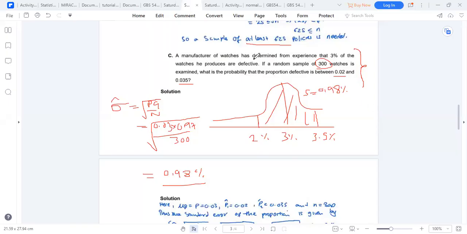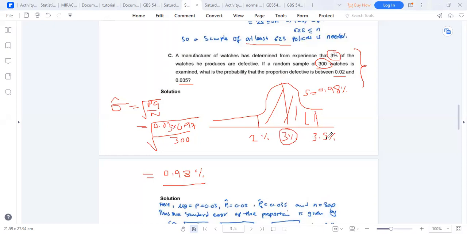So we're told that a manufacturer of watches has determined from experience that 3% of the watches it produces are defective. If a random sample of 200 watches is examined, what's the probability that the proportion defective is between 2% and 3.5%? To start with, our mean is 3%, which you put in the middle. It's asking you to find between 2% and 3.5%.